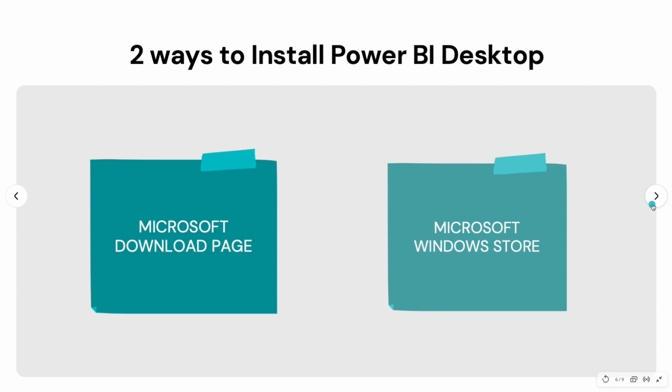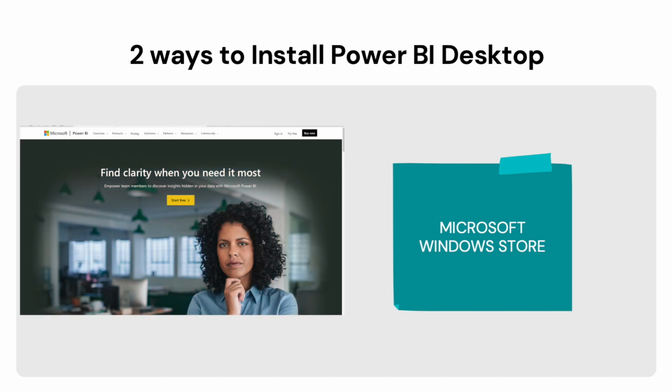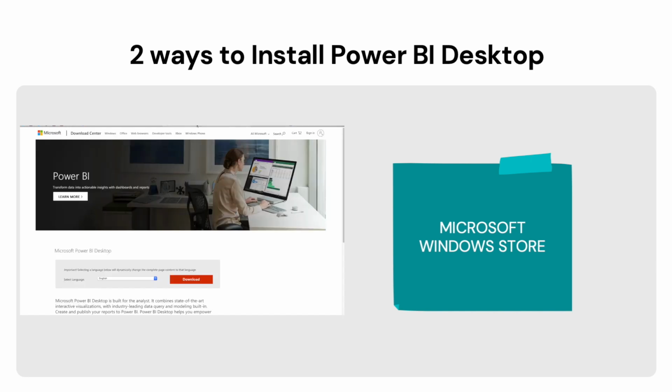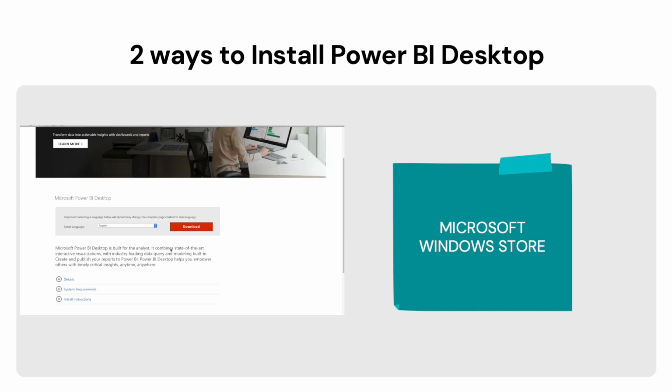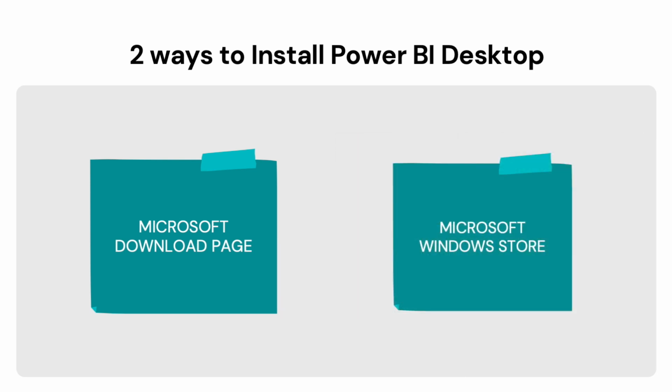So you may or may not know, but there are actually two ways to install Power BI Desktop. One is from the Microsoft download page. If you just search for Power BI download, then the first link that you'll see is of this page, and you can just download it from there. Or the other way is to find it in your Microsoft Windows Store. Now we'll talk about what is the difference and which way is better.